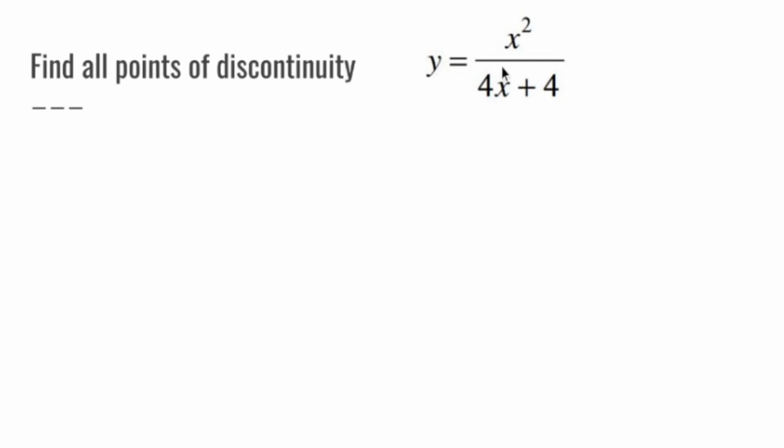Find all points of discontinuity. Discontinuity means if I were to graph this, where will my graph break? Maybe it becomes a hole, all right? Maybe it becomes an asymptote. Where does that stuff happen? Well, easiest answer is this stuff happens when my function is undefined. Where is a function undefined? When the part in the denominator is equal to 0. So let's find out when 4x plus 4 is equal to 0.